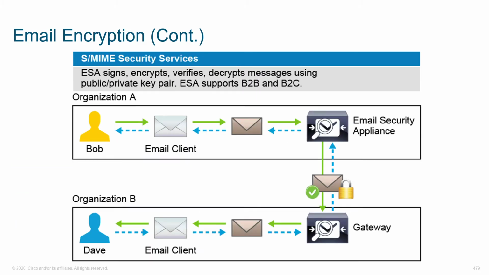Can be used for relaying traffic as well as what we saw with the Cisco Registered Envelope Service. When we take a look at SMIME, SMIME is basically built just for working with email. It stands for Secure Multi-Purpose Internet Mail Extension, and it effectively gives us a way to leverage public keys and private keys when we exchange the emails.